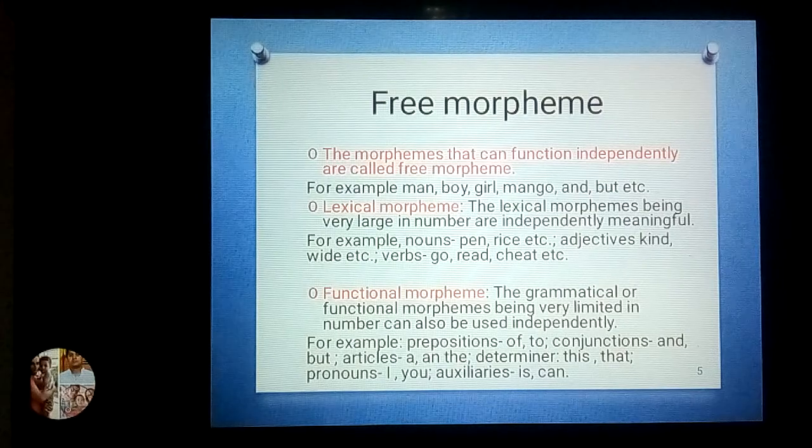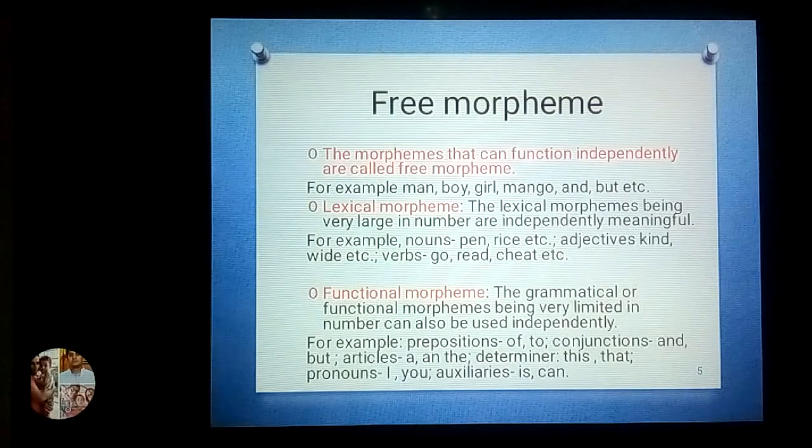Then we also have articles a and the, determiners this, that, these, those, etc. Auxiliaries am, is, are, can, could, may, might, would, etc. And conjunctions and, but, or, etc. Then move to next slide.